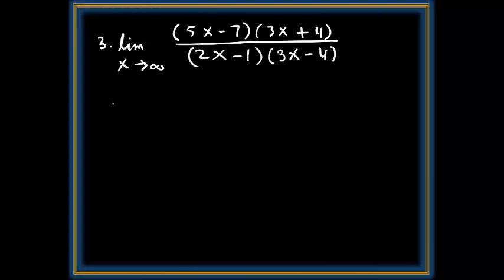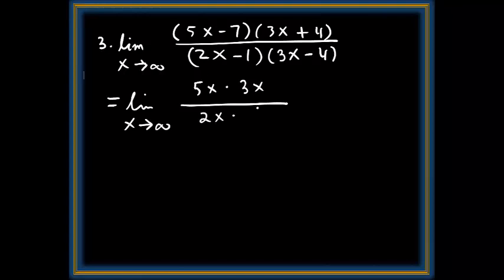Since x is very large, we can also apply the concept you have seen before, that from each factor we keep the higher order terms. So we have 5x, then 3x, then 2x, and then 3x. Now when you simplify this, you can see that all the x's cancel out, and then the 3s cancel out. So your answer is 5 over 2.